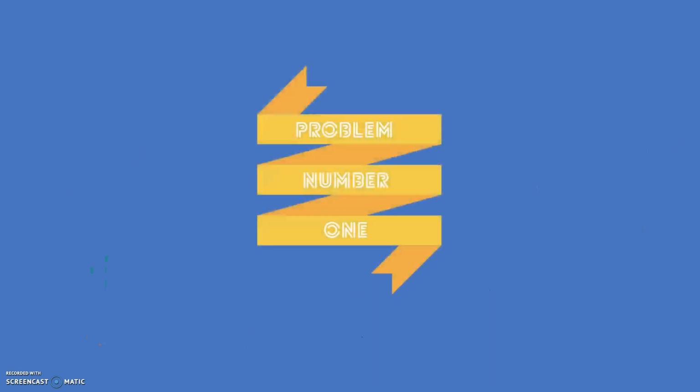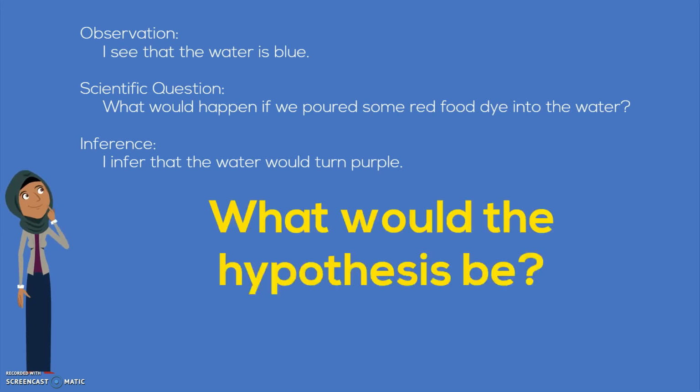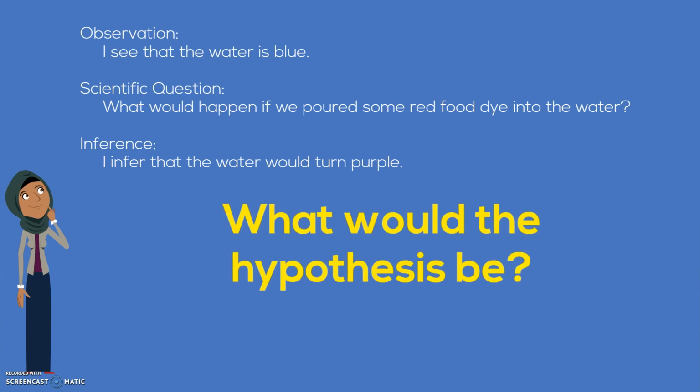Problem number 1. Observation. I see that the water is blue. What would happen if we poured some red food dye into the water? I infer that the water would turn purple. What would the hypothesis be here?